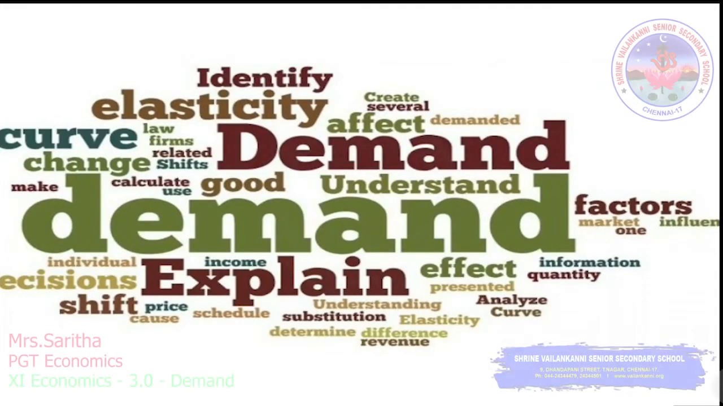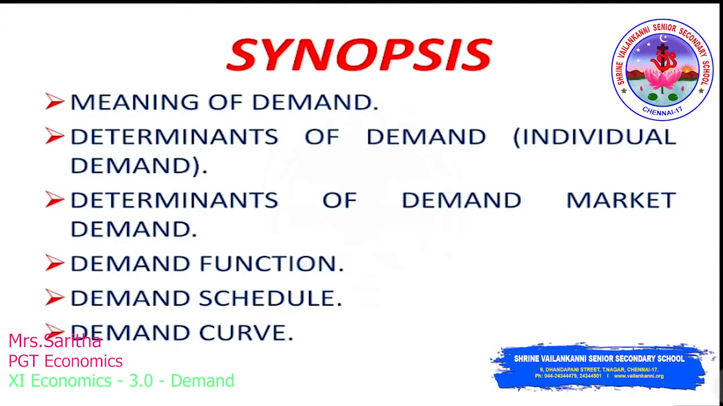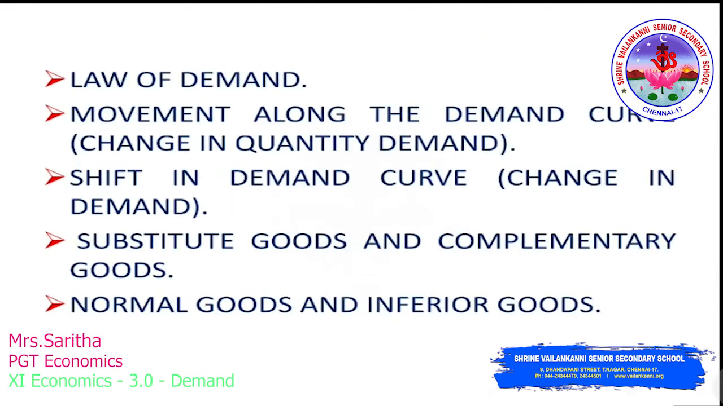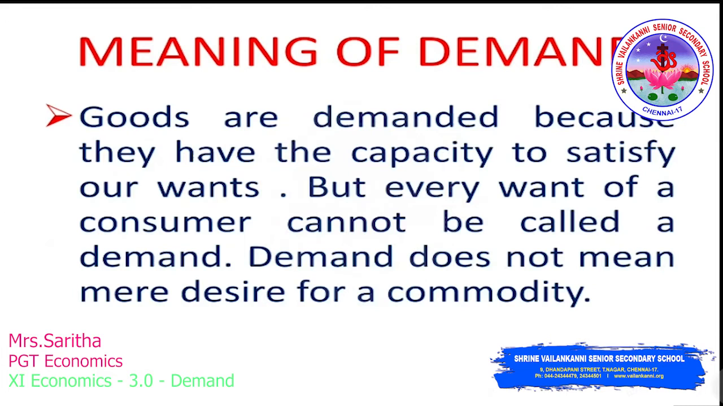Let's continue demand. Let's start with meaning of demand, determinants of demand, individual demand, determinants of demand, market demand, demand function, demand schedule, demand curve, law of demand, movement along the demand curve, that is change in quantity demanded, shift in demand curve, change in demand, substitute goods and complementary goods, normal goods and inferior goods. Let's start with meaning of demand.